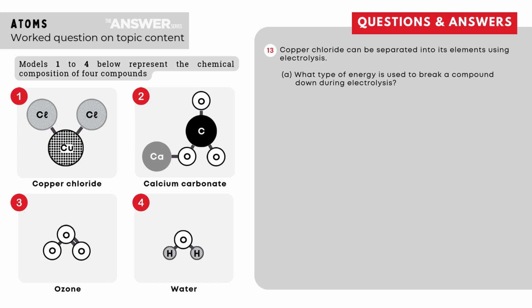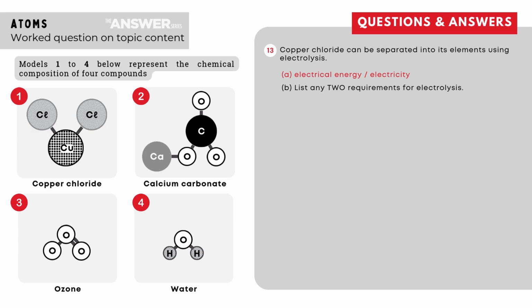Question 13. Copper chloride can be separated into its elements using electrolysis. What type of energy is used to break a compound down during electrolysis? And you can actually read it in the name, because we said electrolysis, the electro refers to electricity and lysis means to break. So we're using electrical energy to break the chemical bonds.